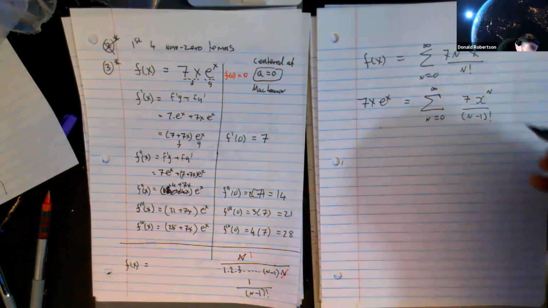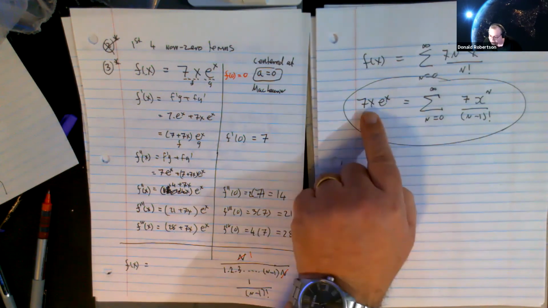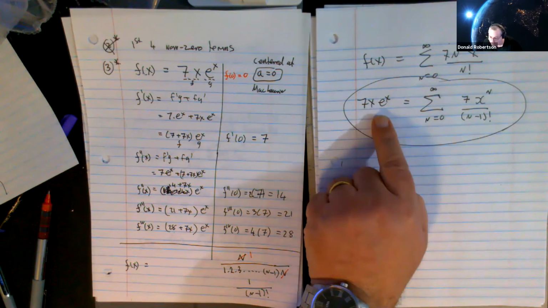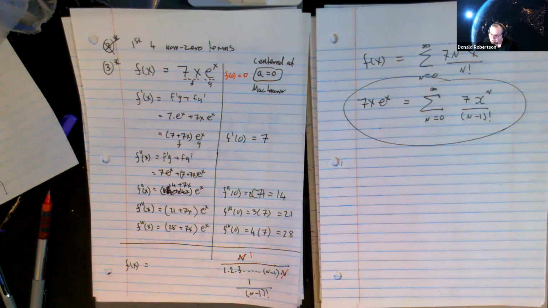That means I now have the power series, which is unique. That's the only power series for 7x e to the x. That's remarkable that it's unique as well. There's only one answer, and that's it. And if I gave that question to someone in Korea or to Nigeria or wherever, they would still come up with that same answer.